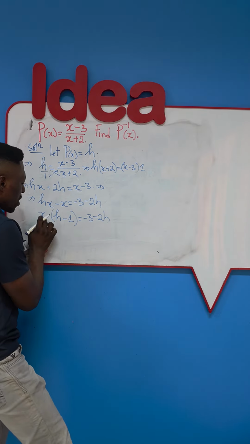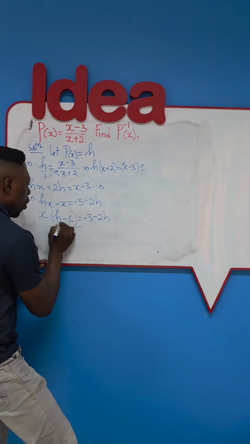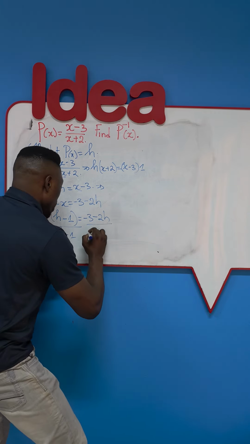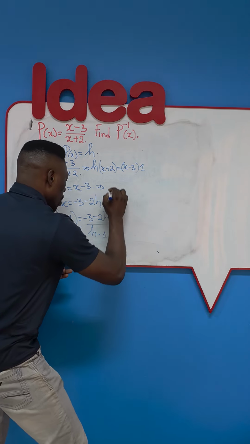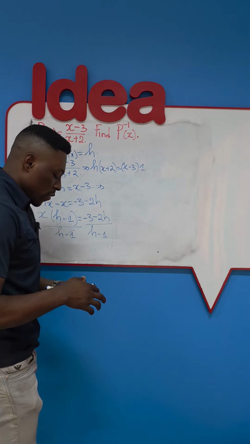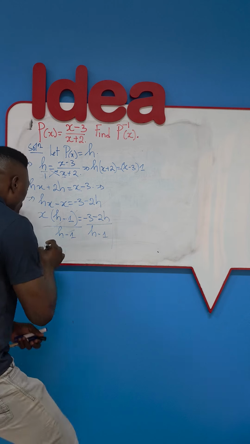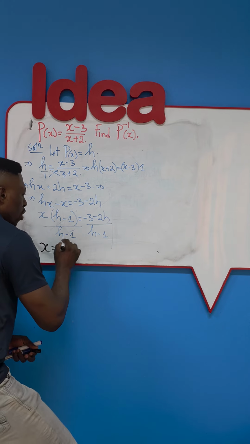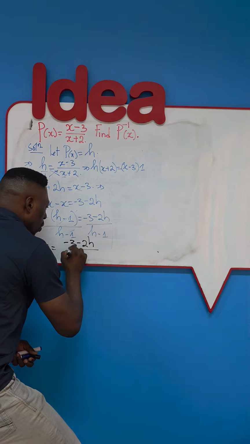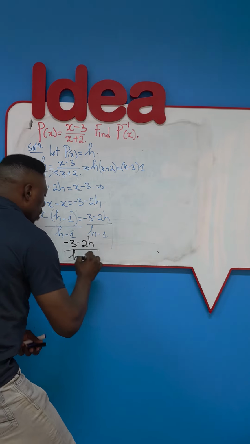At this point, to make x the subject, I will just divide both sides by whatever is holding x, which in this case is h minus 1. So we are dividing all through by h minus 1. And this is what x is going to be. But we ain't done yet, dear friends. So, summarily, we have that x on one side will equal negative 3 minus 2h all over h minus 1.